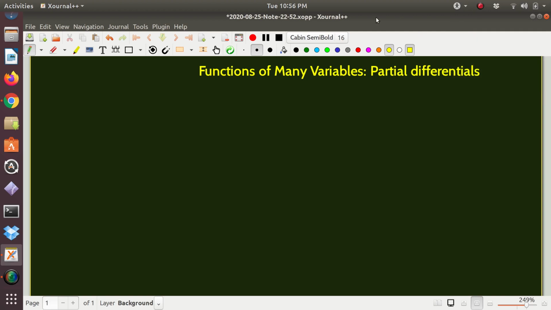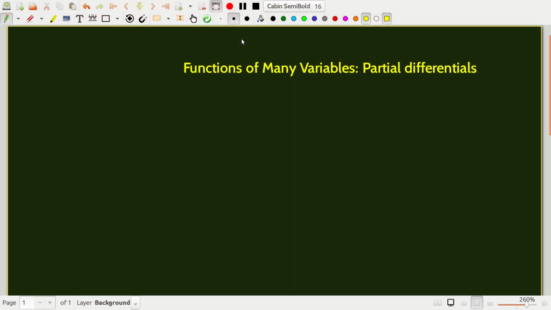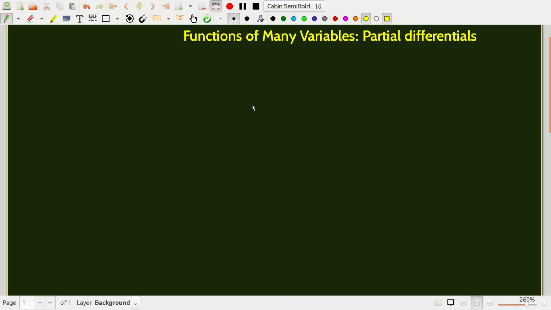Hello students, in this module I'm going to introduce you to the fundamentals of partial differentials, or what one may call functions of many variables. So let's very briefly recap what we know from functions of single variables.